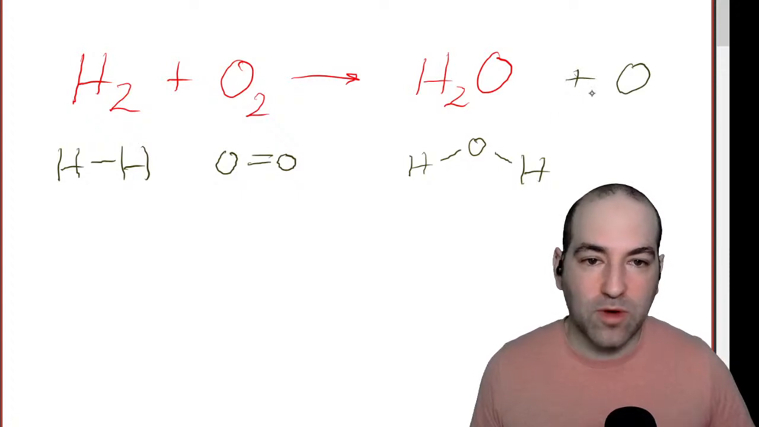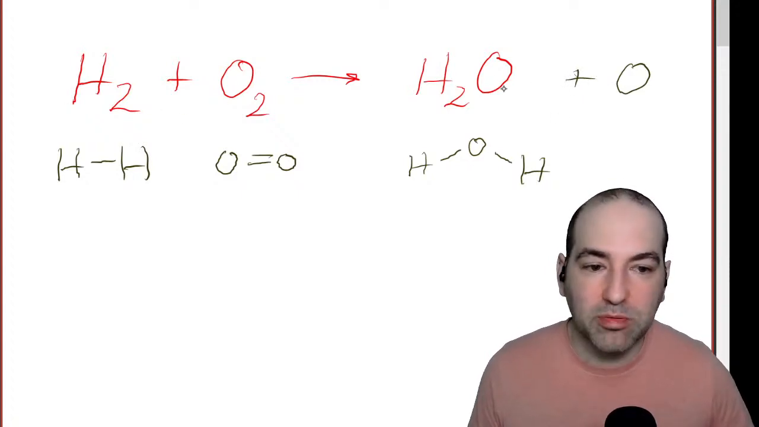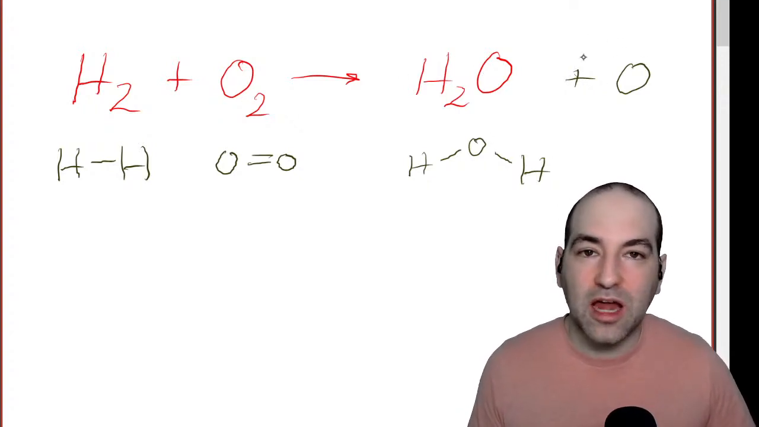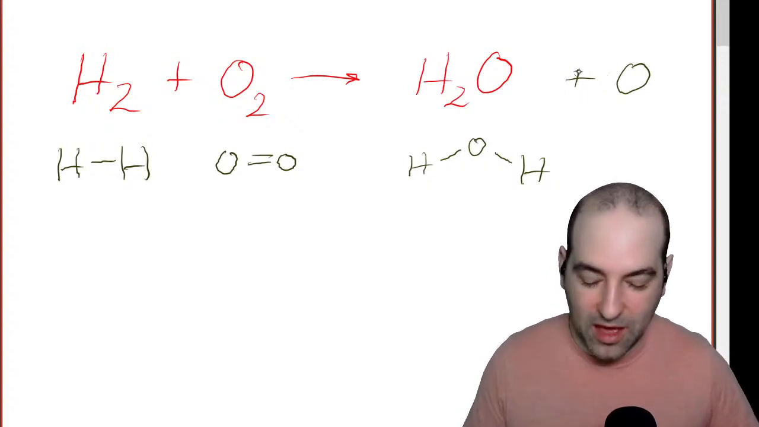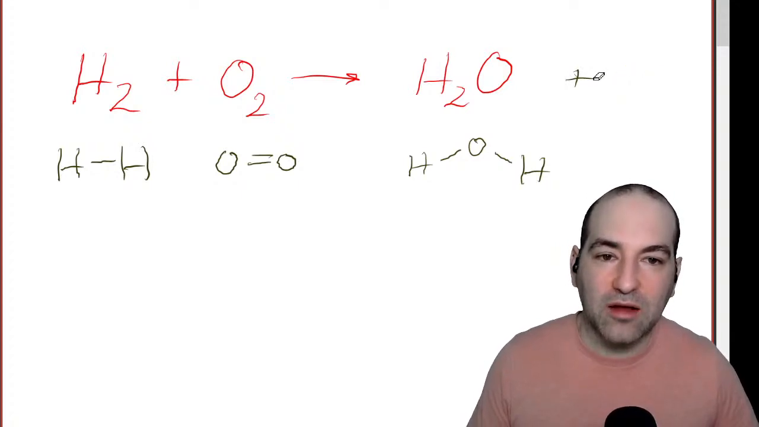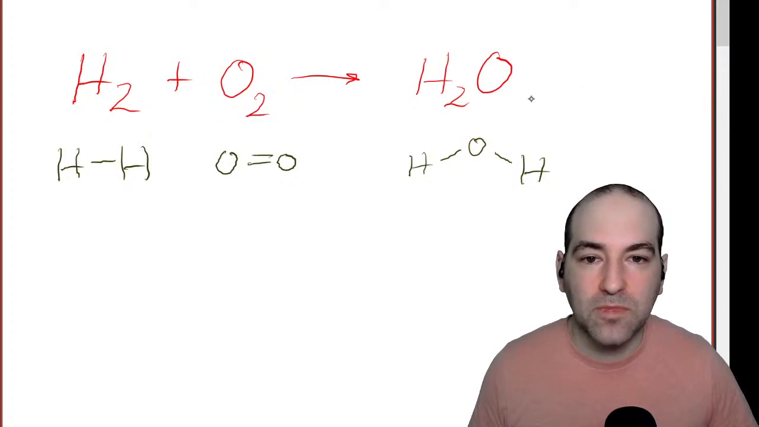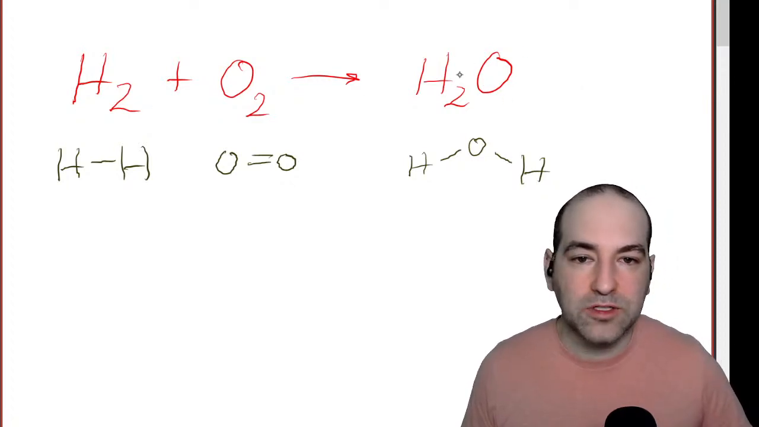But that's not right because, like I said, this is a physical process. This is a real reaction that happens. So if extra oxygen atoms were being formed, we would see them. We would know that. So we can't just add extra atoms to our reaction.